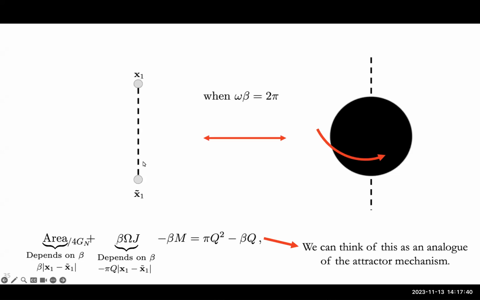So the attractor mechanism was a mechanism in the 90s, which explained why the area of black holes was independent of the boundary conditions that you put on fields at asymptotic infinity. Here, what we're seeing is that the free energy of the black hole that computes an index is independent of the boundary condition, or has trivial dependence on the boundary conditions for the size of the S1 that you impose in the asymptotic part of the spacetime.